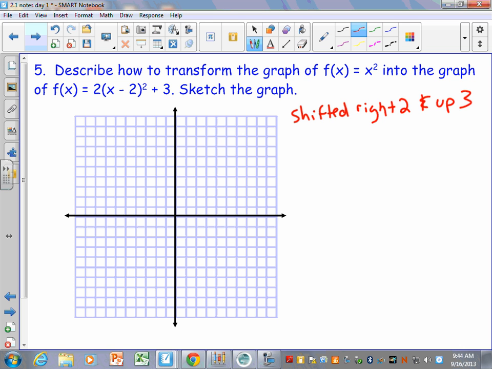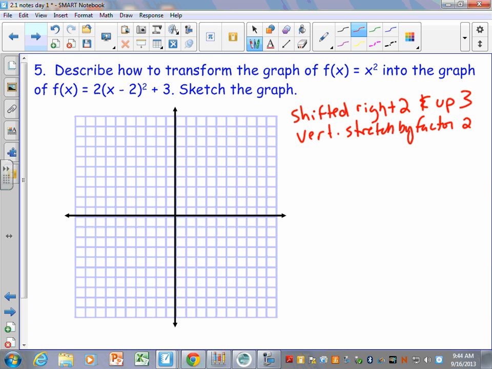And this 2 out front, a number out front is going to be a vertical, right? And this is bigger than 1. I think that should be a vertical stretch by a factor of 2. So I'm going to say that. Vertical stretch by factor of 2. For the most part on your test over this chapter, I'm not going to make you describe that in words, but today they're kind of just re-emphasizing that.